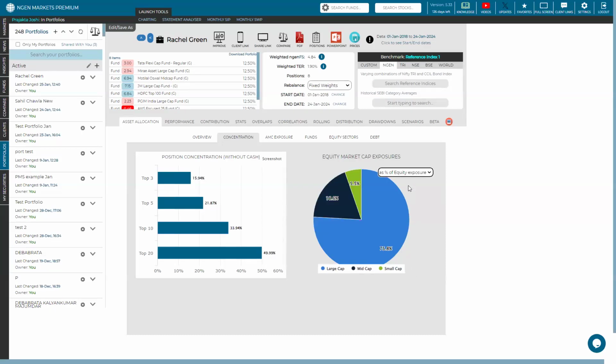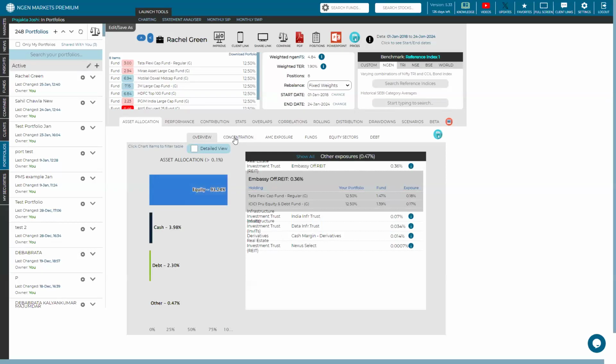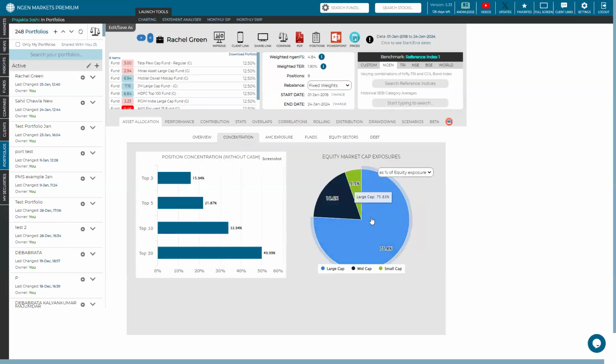The moment you do that, you will see the others portion disappearing, and the entire pie chart will now be divisible only into large, mid, and small, right? So out of the total equity portion in the portfolio, that's close to 93%, if we standardize that to 100%, 75% is in large cap, 18% approx is in mid cap, and close to 5.5% is in small cap. So that's the market cap wise split in your portfolio.